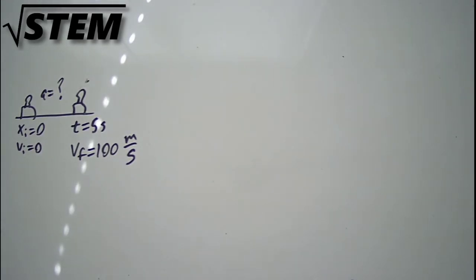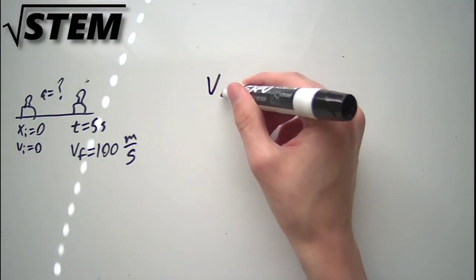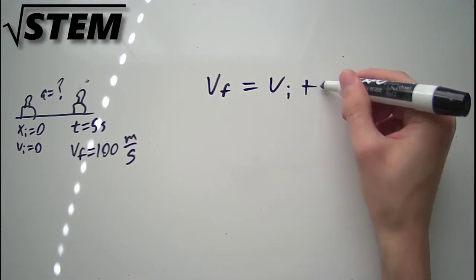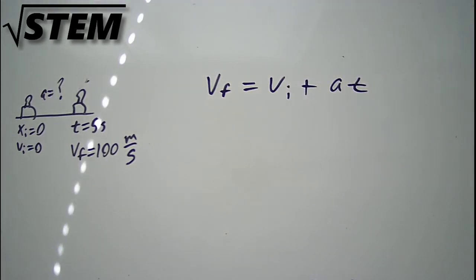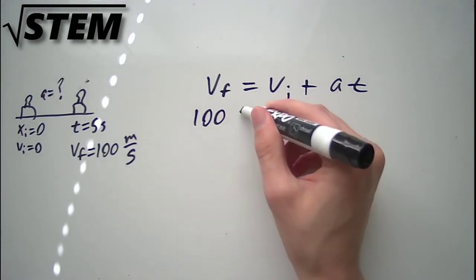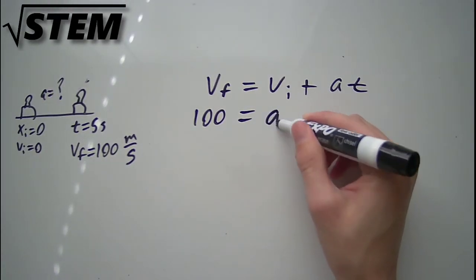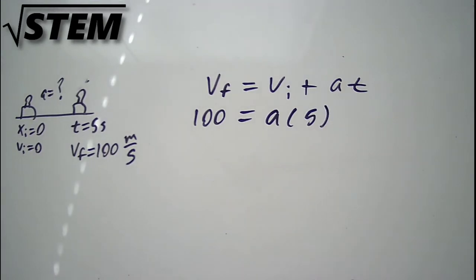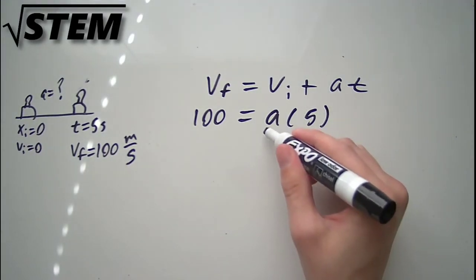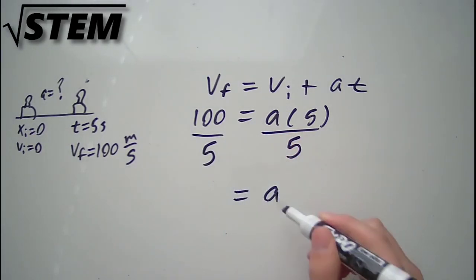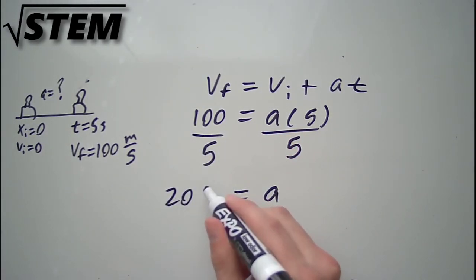Well, we're going to use the result of taking our derivative on that kinematic equation. That was the final velocity equals the initial velocity plus a times t. So if we plug in the numbers that we have, that's 100 equals 0, so I won't write that, a times 5. And then we just have one step, divide both sides by 5 to get that a equals 20 meters per second squared.